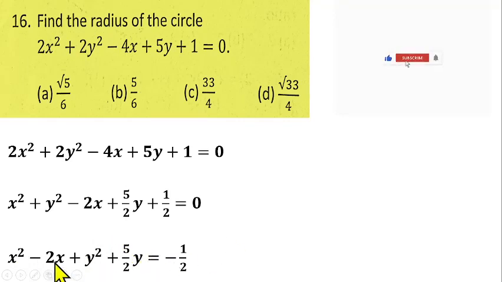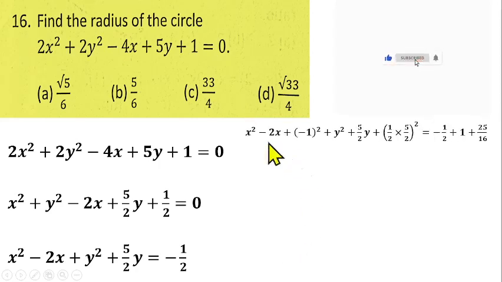So how do you do that? You half and square the coefficient of x here and add it to both sides. You also half and square the coefficient of y here and add it to both sides. So if I have minus 2, what will that give me? If I half it, that will give me minus 1, and if I now square it, that will give me 1. So you'll be having x squared minus 2x plus minus 1 squared. You know how we get this minus 1? If you have minus 2, that gives us minus 1, then square it. So minus 1 squared will give us 1 here, so that we have added it to both sides here.